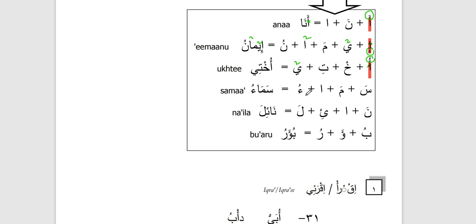Sama'u. Now here hamza is coming isolated. When hamza is isolated, it is in its full form, as we have studied in all the previous lessons. Noon, fatha, alif, na, and now.